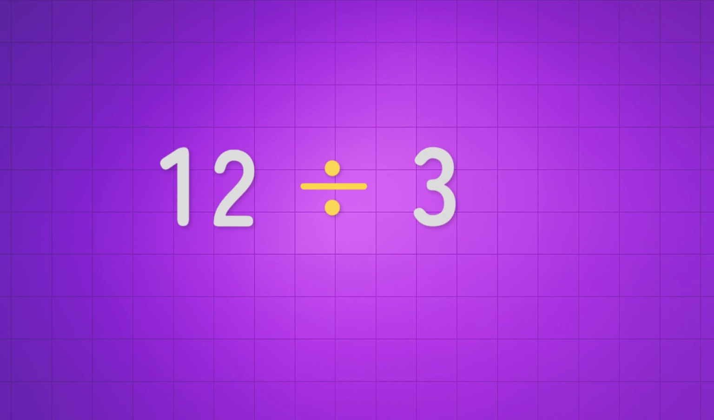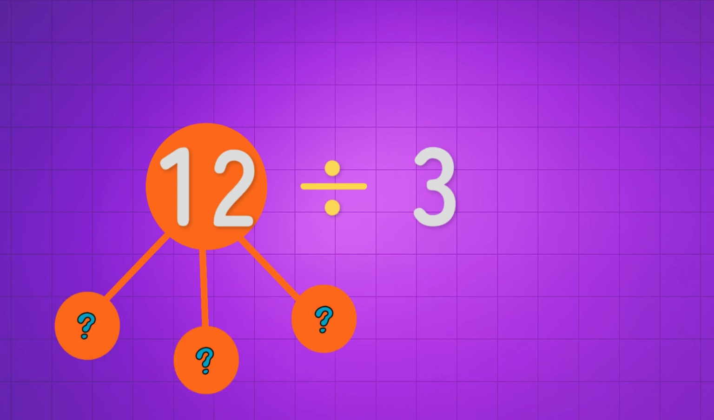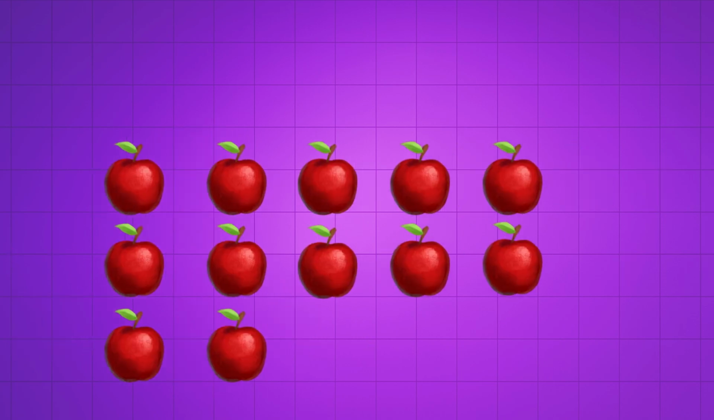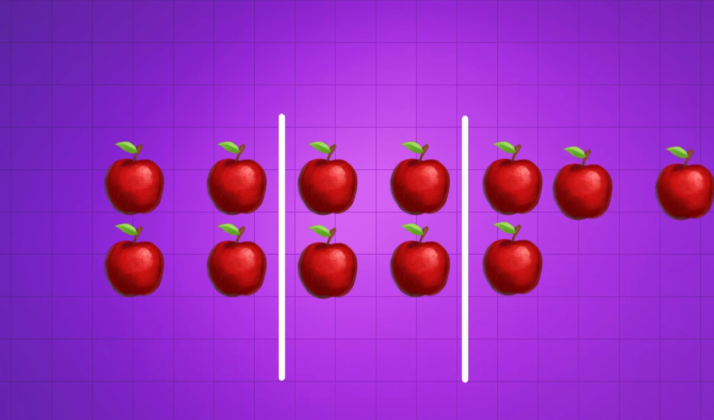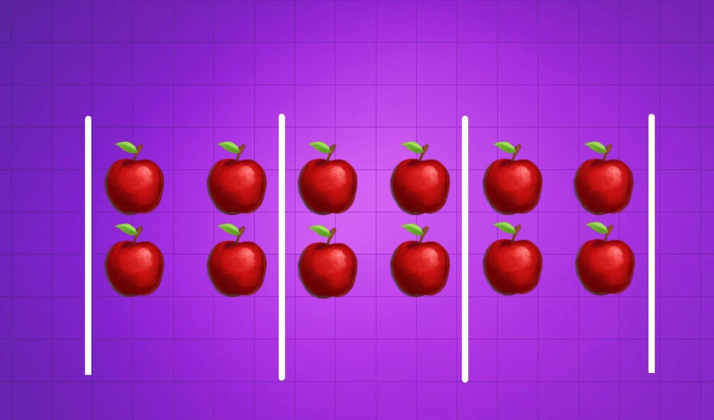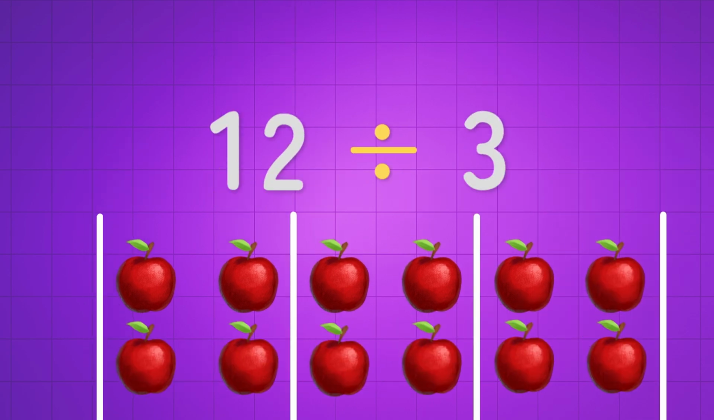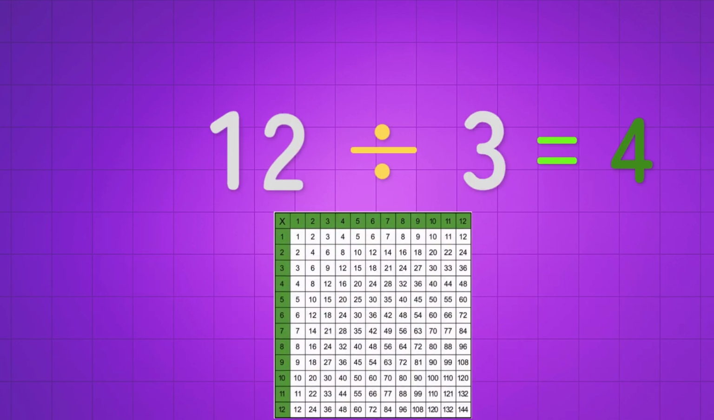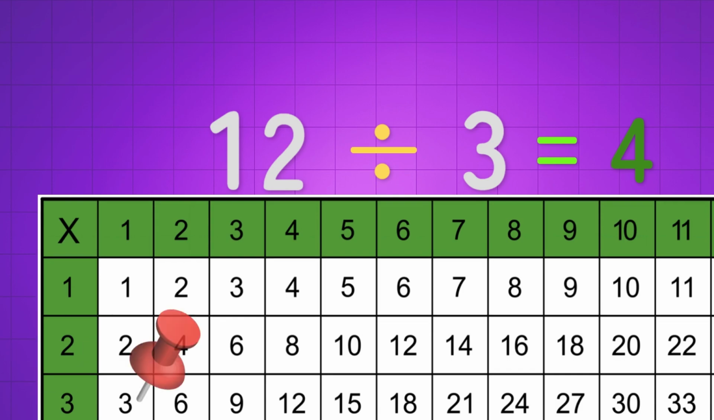12 divided by 3 means we have a total of 12 objects, and we want to split them into 3 equal groups. Let's say we have 12 apples. If we split the 12 apples into 3 equal groups, each group will end up with 4 apples. That means 12 divided by 3 equals 4. And if you remember your multiplication facts, you can also see that 3 times 4 equals 12.